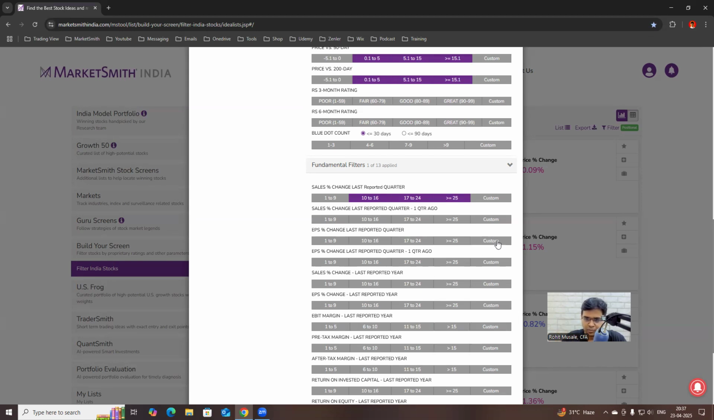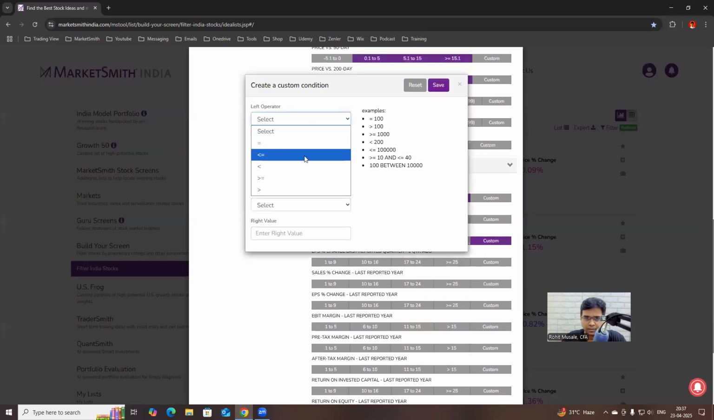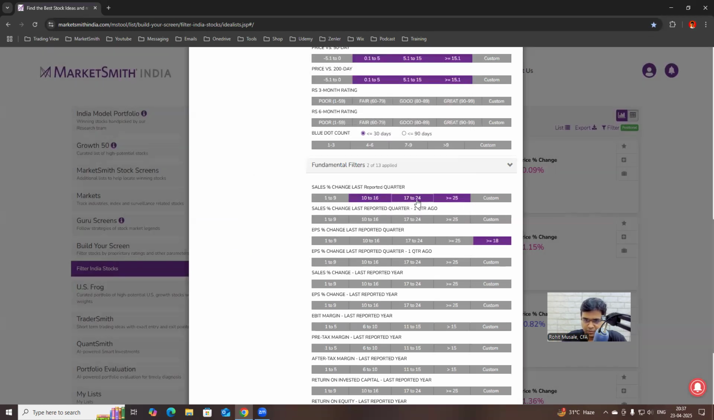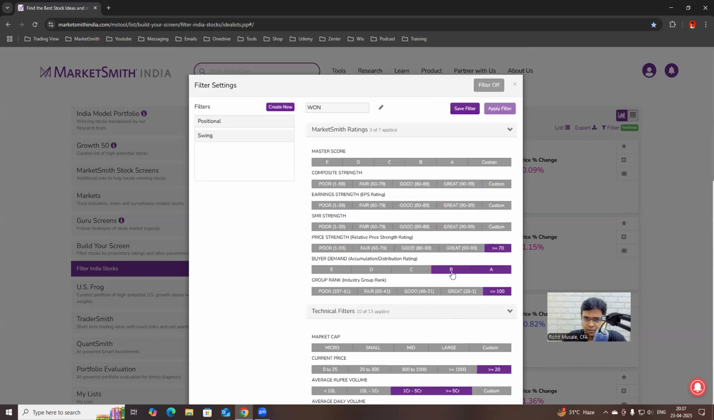And EPS latest reported quarter, this is a no brainer. It's clearly written, it has to be minimum 18. Okay, that is why he might filter stocks with this criteria, but he would not use EPS rating. That is my guess from understanding what he has written in the book.